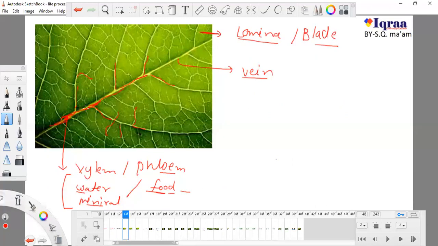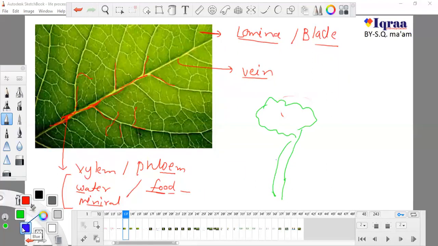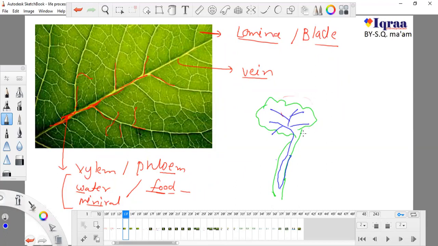These veins are present not only in the leaf, but all over the plant. So this is a plant, and these veins are present all over it, in leaves, in branches and in stems, everywhere.